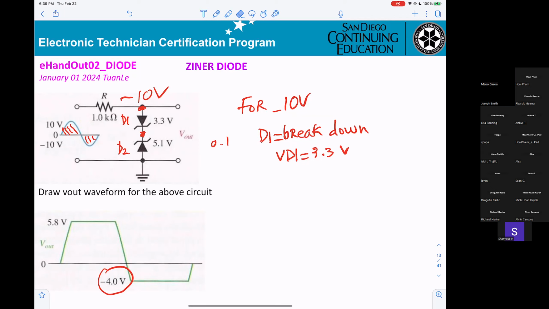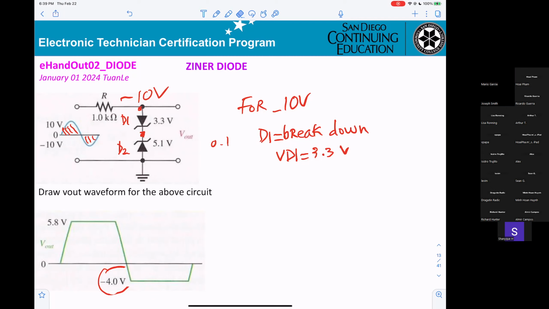Mr. Pham, I just didn't get why it is minus 4 volts. That's what I said. Can you repeat, please? Yeah. One Zener will be minus 3.3, and the other Zener will be on normal. So that's why they get minus 0.7. So that's why they're adding up. You can get minus 4.0.